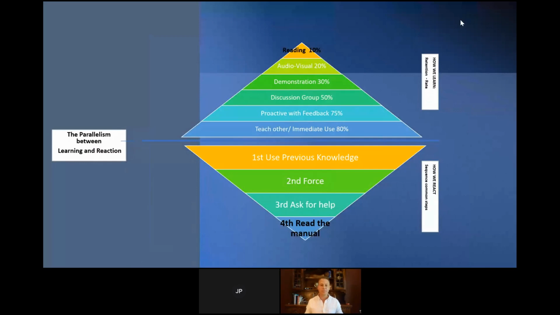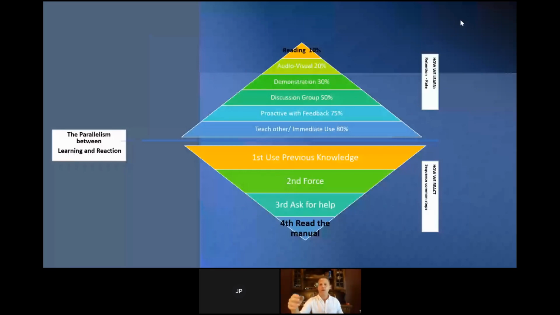you've got that highest level of preparation or knowledge in that specific topic. And then the bottom one, I left it in there, but it's just what you typically fall back to in a reaction mode, which is your previous knowledge. Sometimes it's just force, and then you might ask for help. And if you're anything like me, at that point I might actually read the manual. So that is how we learn.